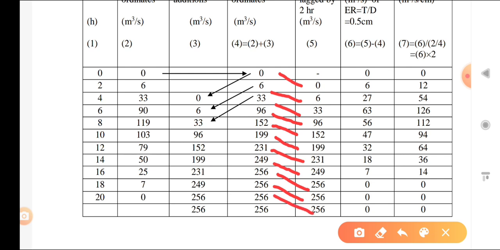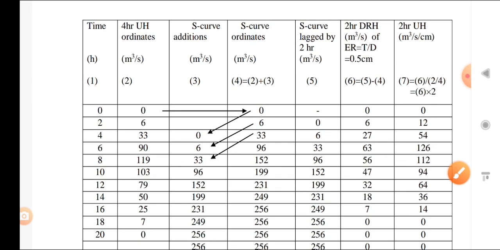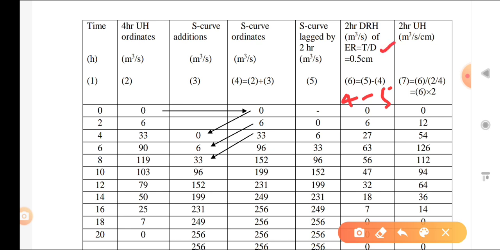Okay, now we have to find the DRH. What is the DRH? DRH is SA minus SB. What is column 6? Here it is written wrongly as 5 minus 4, but the DRH, the 6th column, will be 4 minus 5. That will give the DRH of effective rainfall of T by D. Here T is 2 hours and D is 4, so the effective rainfall is how much?